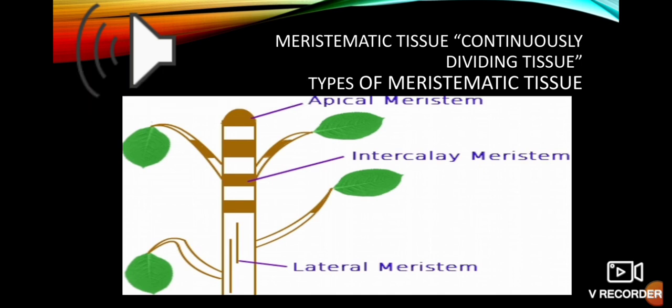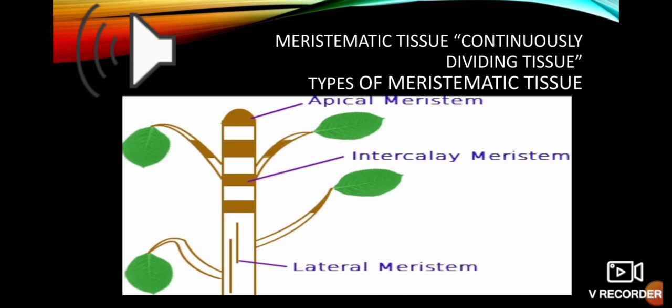Number 1 is the apical meristem. As you can see in the picture also, this is located at the apex. Apex means the topmost region of the plant. Either it is present in the root topmost region or shoot topmost region. And as it is present in the topmost region, it helps in increasing the height of the plant.